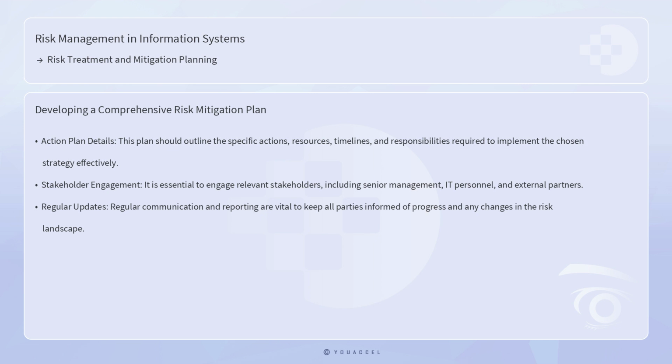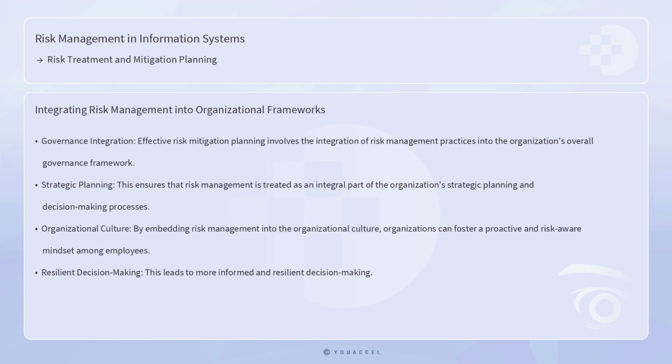It is essential to engage relevant stakeholders, including senior management, IT personnel, and external partners, to ensure a collaborative and coordinated approach to risk management. Regular communication and reporting are vital to keep all parties informed of progress and any changes in the risk landscape. Effective risk mitigation planning also involves the integration of risk management practices into the organization's overall governance framework.